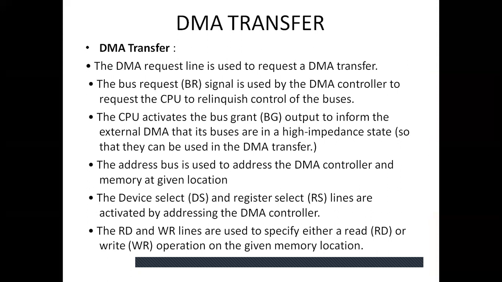Fine. So initially the DMA request line, and next the bus request signal, is sent to the DMA controller. Then the CPU is going to receive the bus request. The CPU is going to acknowledge through the bus grant signal. This is BG, which means bus grant. Then the address of the DMA controller at a given memory location will be set. So all these are the things that are going to be done in the DMA transfer.